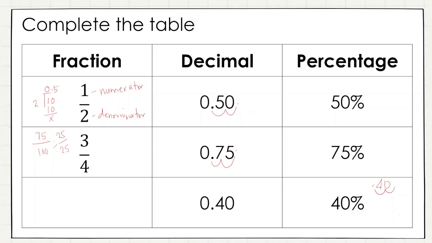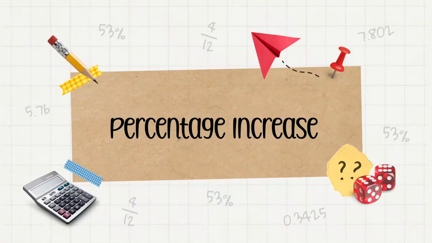And then, decimal to fraction, we have 40 over 100, then divided by the GCF, which is 20. Therefore, our fraction form is 2/5. So that is how we convert fraction to decimal to percentage.